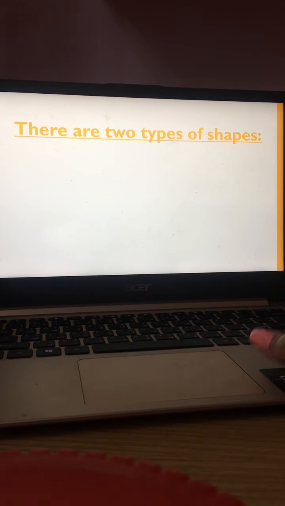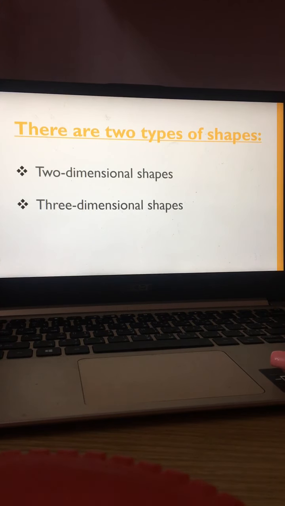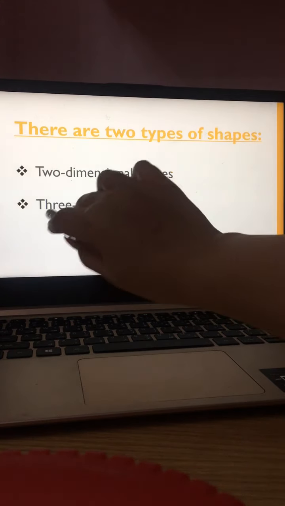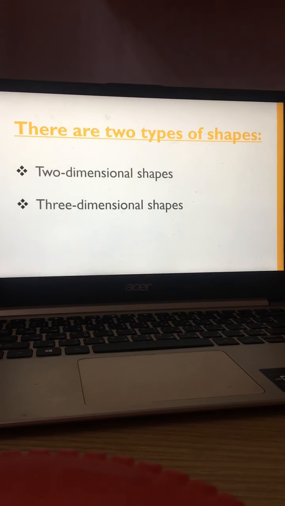First of all, there are two types of shapes: two-dimensional shapes and three-dimensional shapes. Again, when I talk about shapes, you have to know that we have two types of shapes. The first type is the two-dimensional shapes, and the other type is three-dimensional shapes. Great.